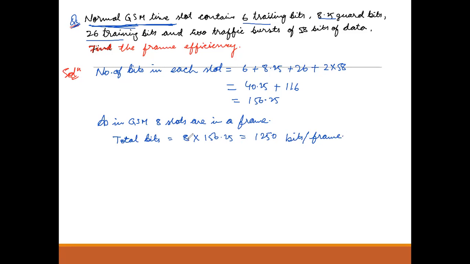Why so? Because 8 slots combine to make one frame, and in one slot we will have 156.25 bits. So the total number of bits will be this. Now, this is the total number of bits. So these total bits will consist of overhead bits plus data bits. Okay, both of these are added in this. Now we have to find out the total number of overhead bits.